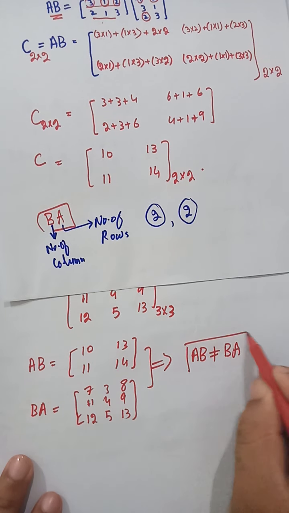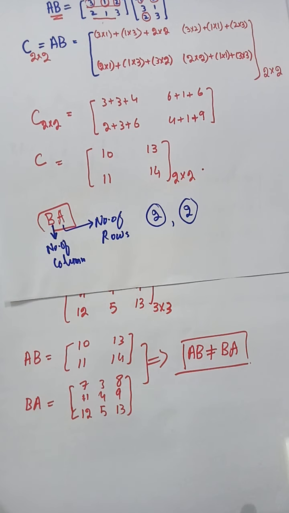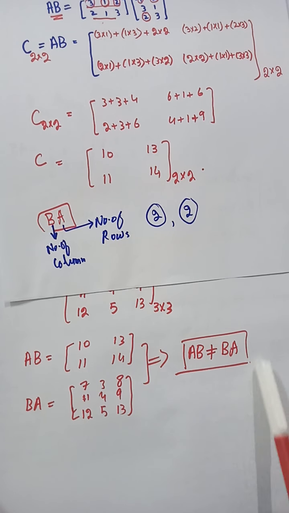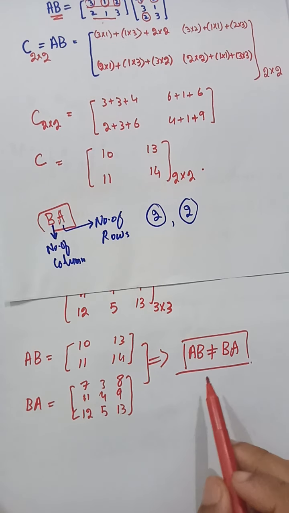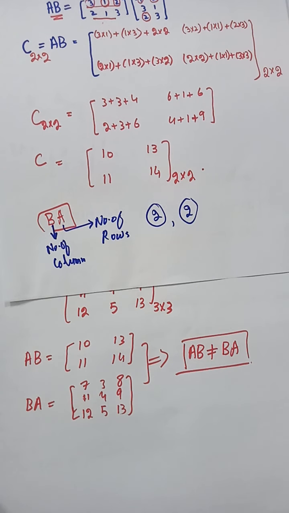So what does it mean? This AB not equal to BA is actually the commutative property. So from here we say that the commutative property with respect to multiplication is not true in the set of matrices. Non-commutative property. This is non-commutativity.